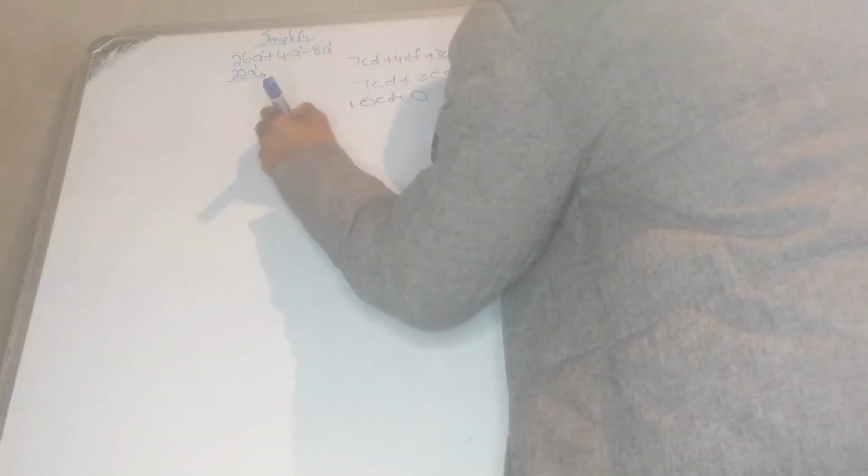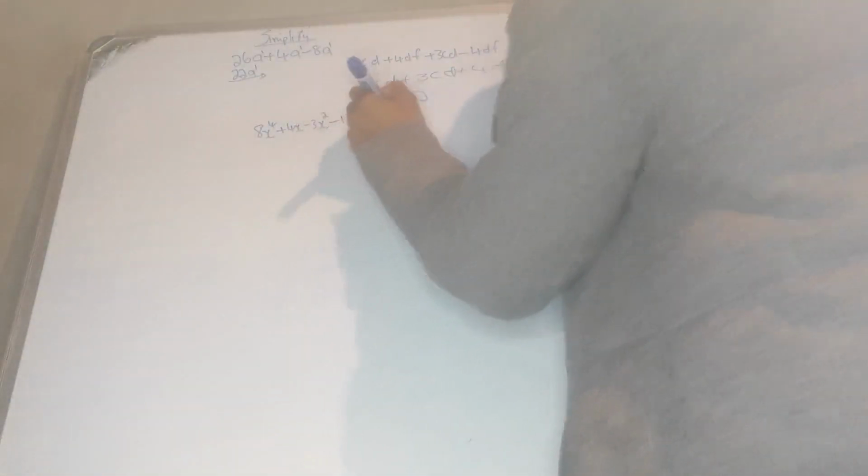Interpret and simplify. Refer back to day 1 for the definitions if needed. Given the expression 8x^4 plus 4x minus 3x squared minus 12x minus 12 plus x squared x^3.